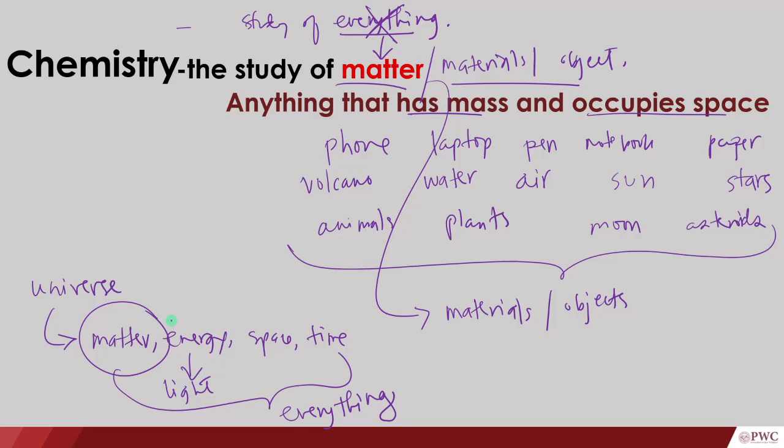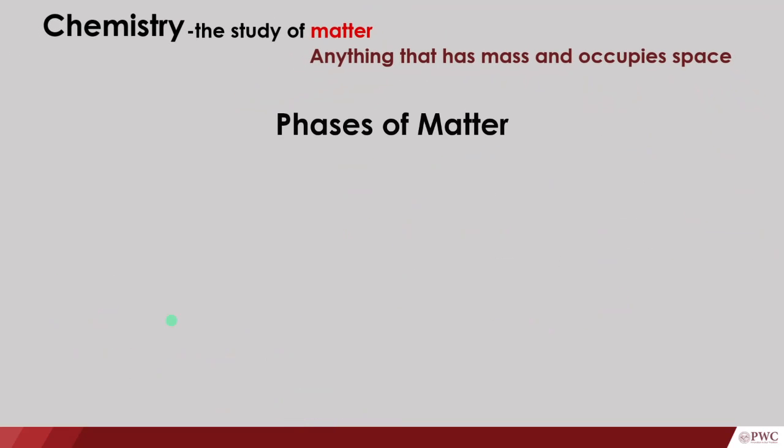So that's it. In summary, again, chemistry is simply the study of matter or objects or materials around us. When we say matter, it is anything that has mass and occupies space. This is basically most of the things that you see and interact with in daily life. And now let's talk more about matter because that is what chemistry is all about.